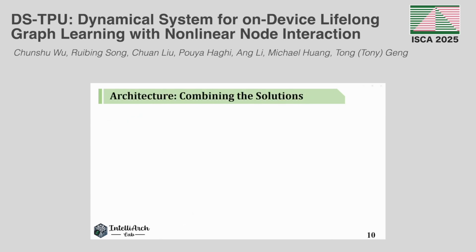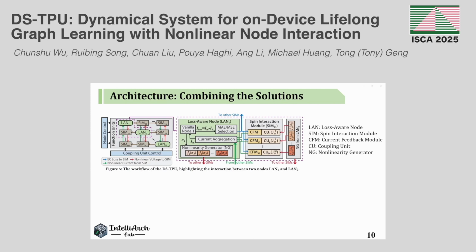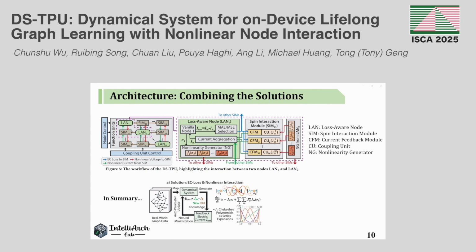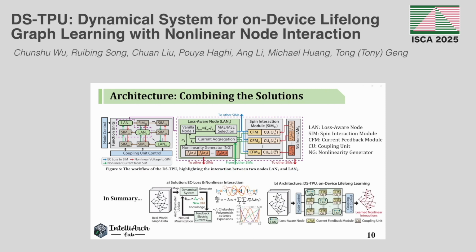Let's combine nonlinear extension and on-device learning and see what the architecture is like. A node is equipped with a nonlinearity generator for nonlinear extension. It is also equipped with an I loss current path for current feedback in on-device training. The nodes interact through spin interaction modules, where spin is just another name for variable. Each spin interaction module contains M current feedback modules and coupling units based on the number of Chebyshev polynomial terms, M. To summarize the contributions, we developed the current-based on-device learning and the nonlinear interaction mechanisms, as well as their corresponding architectures, aiming to solve real-world graph learning problems.